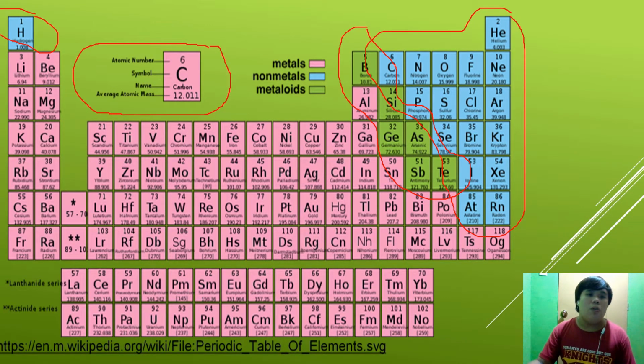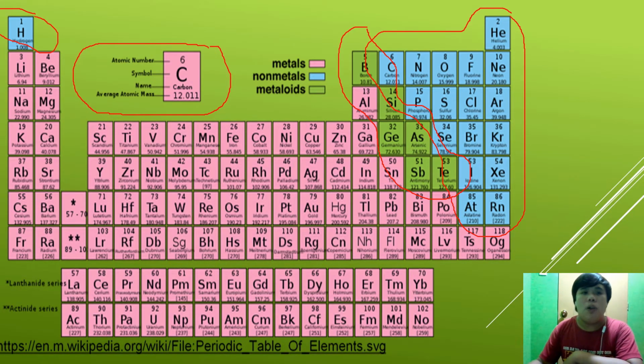So we have here periods 1, 2, 3, 4, 5, 6, 7. This one here is just the continuation of period 6, and this one is a continuation of period 7. Again, the vertical columns are the groups or family, and the horizontal rows are your period or series.